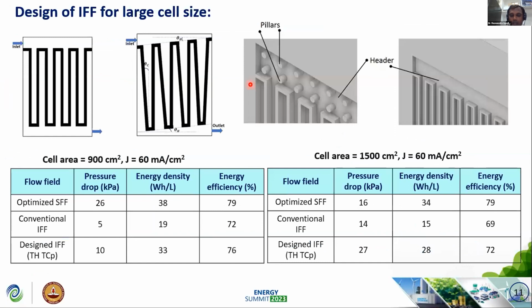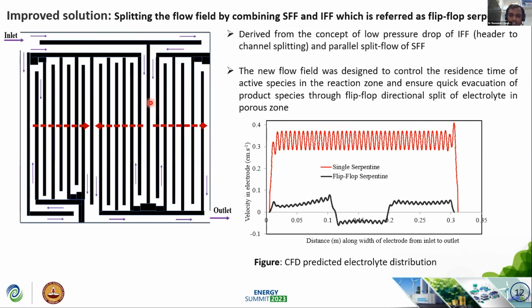So how do we design them, or how do we improve the statistics in the IFF? We can have many taperings and many local supports of pillars, so that we can deviate the flow in whatever direction we want. We can have guiders for the flow in the flow fields, either in the header or in the local channels. We have to design such flow guiders in order to improve the local distribution of the electrolyte in the flow fields.